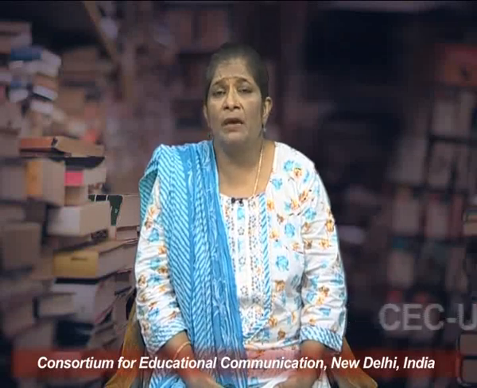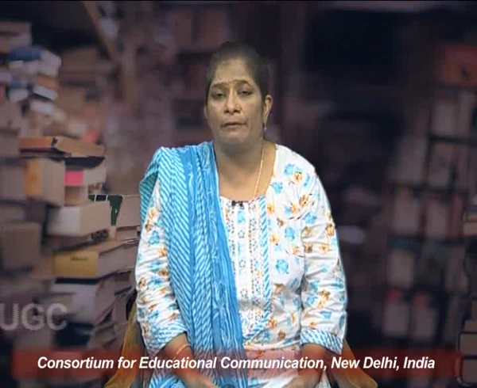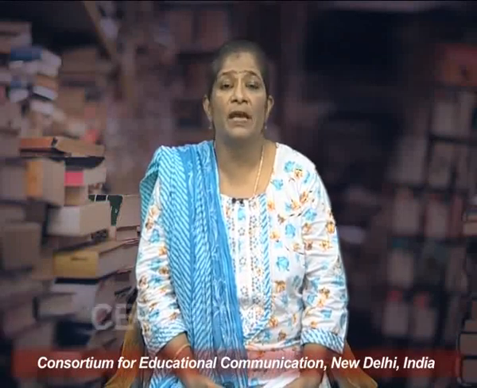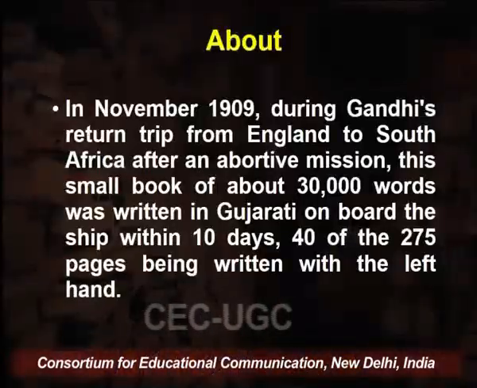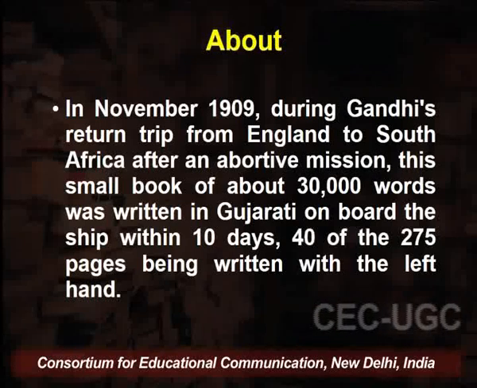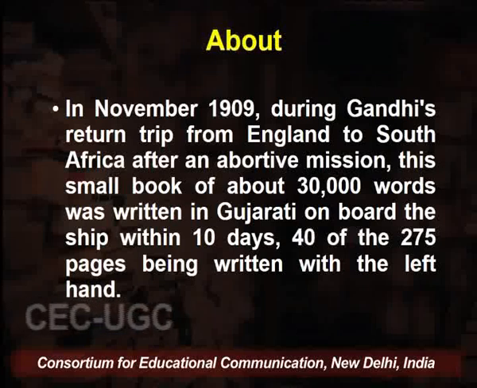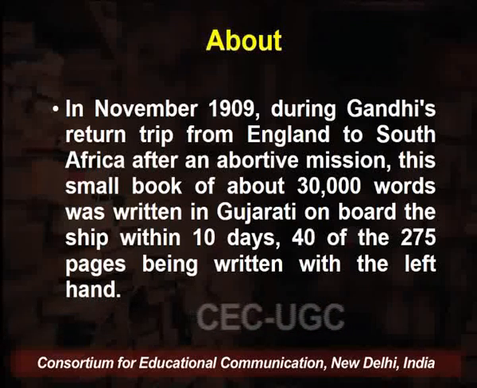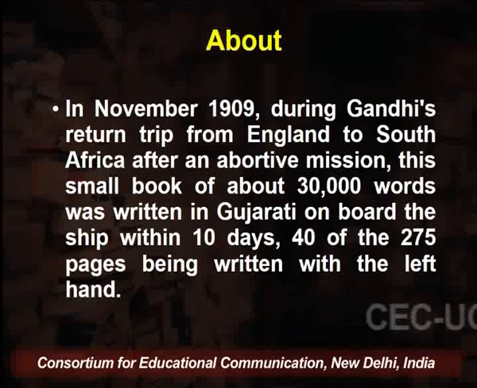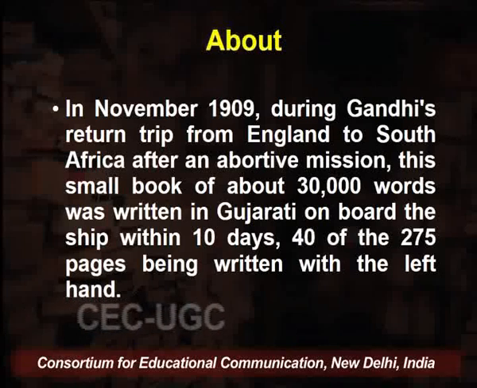When we go about the book, we need to look into the time when it was written and published. That will help us make sense of the content of the book. In November 1909, during Gandhi's return trip from England to South Africa, after an abortive mission, this small book of about 30,000 words was written. It was first written in Gujarati, the language Gandhi was familiar with, while he was returning from England to South Africa.